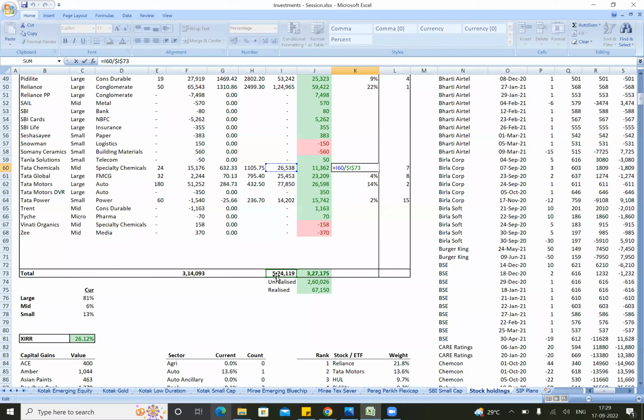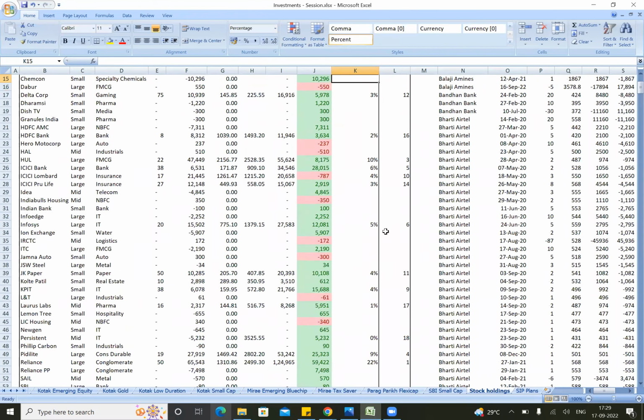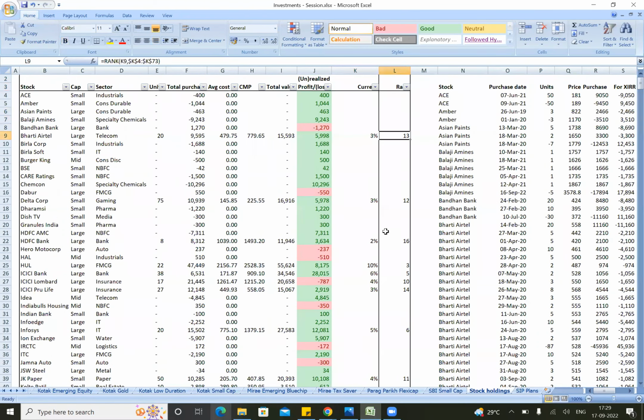What percentage is it of total portfolio? 574 is 5%. So accordingly, I will calculate all the percentage holdings over here, and then I rank them on some basis. What basis? Rank of this percentage in the entire, kind of, these 2%, 3%, 4%.